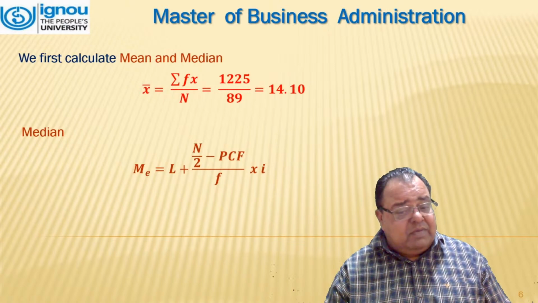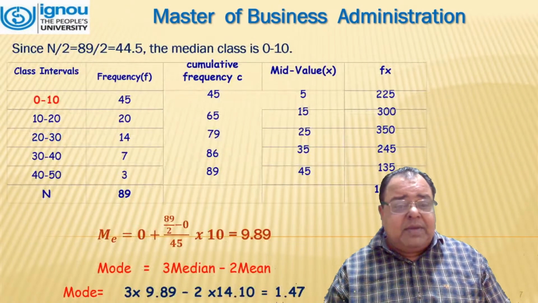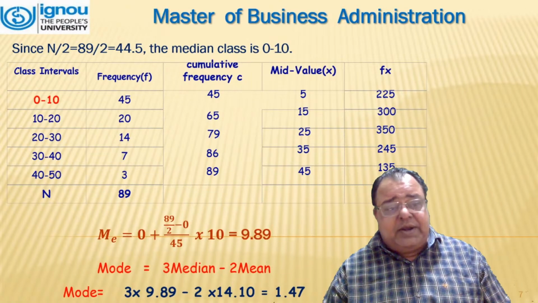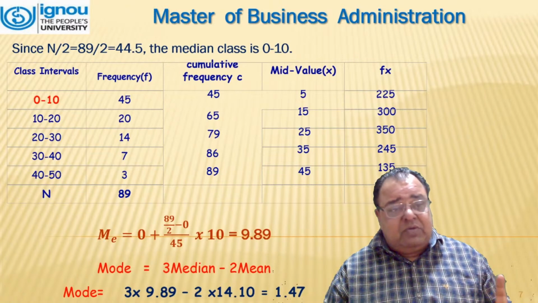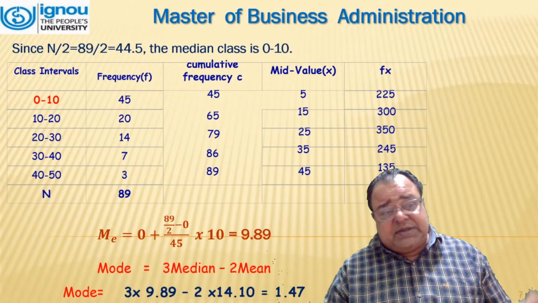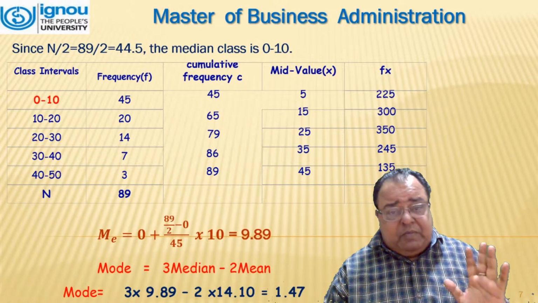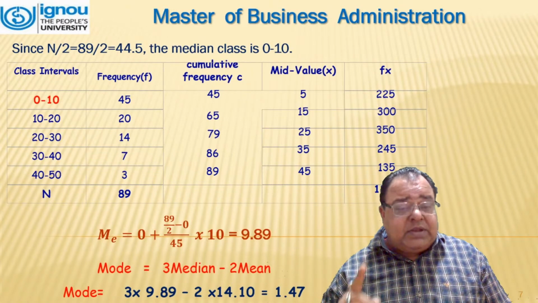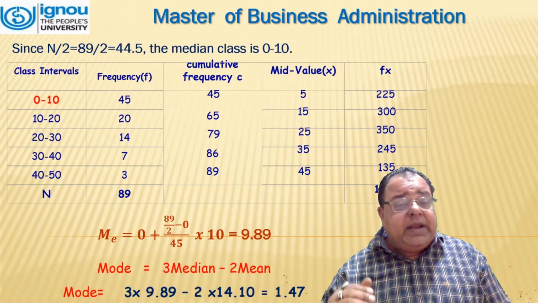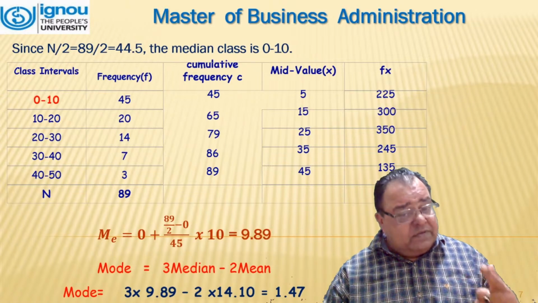Second step is to calculate median. We have a formula for median. Me is equal to L plus N by 2 minus PCF upon F into I. Going back to the problem, this is what we have calculated. First of all, for finding median, we have to find N by 2. N by 2 is 89 by 2, which comes out to be 44.5. For that, we have to find the median class. In the cumulative frequency column, we have to find a number nearer to 44.5. Here in this case, this is 45.